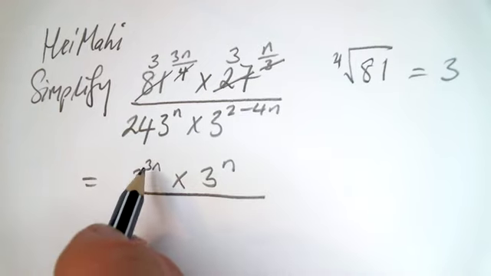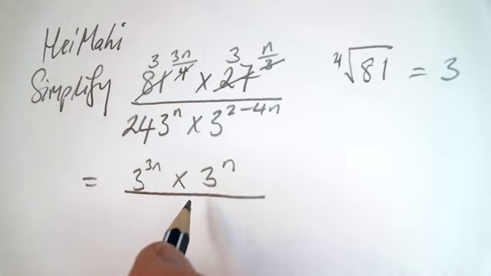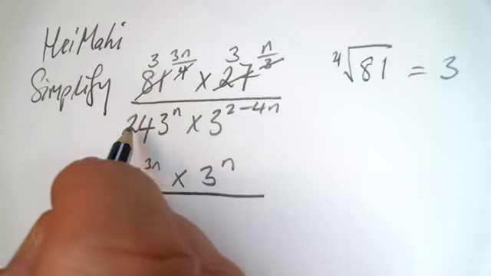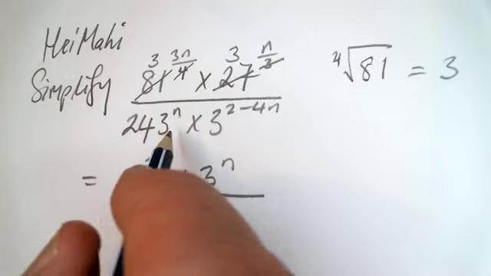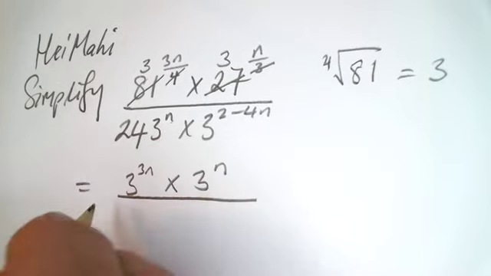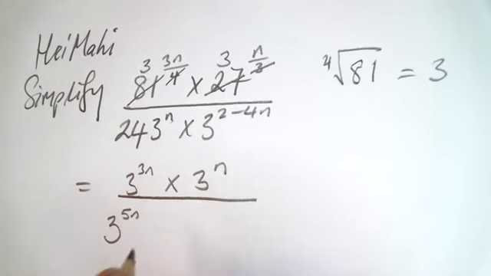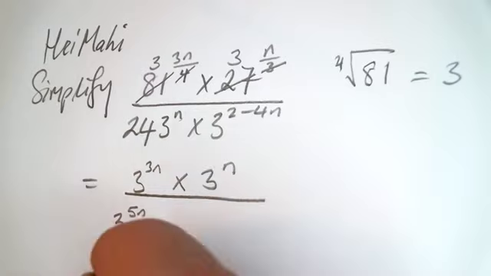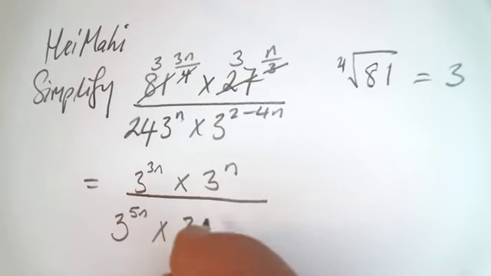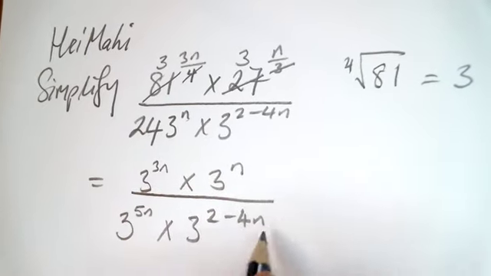And the nice thing, of course, is now I can just add these powers in the next iteration here. And then I've got 243 to the power of n. Well, 243, really that's 81 times 3. So it's really going to be 3 to the power of 5n. So I want them all as 3's if I can. The next one, though, is 3 to the 2 minus 4n. All right, so that's also to the power of 3.